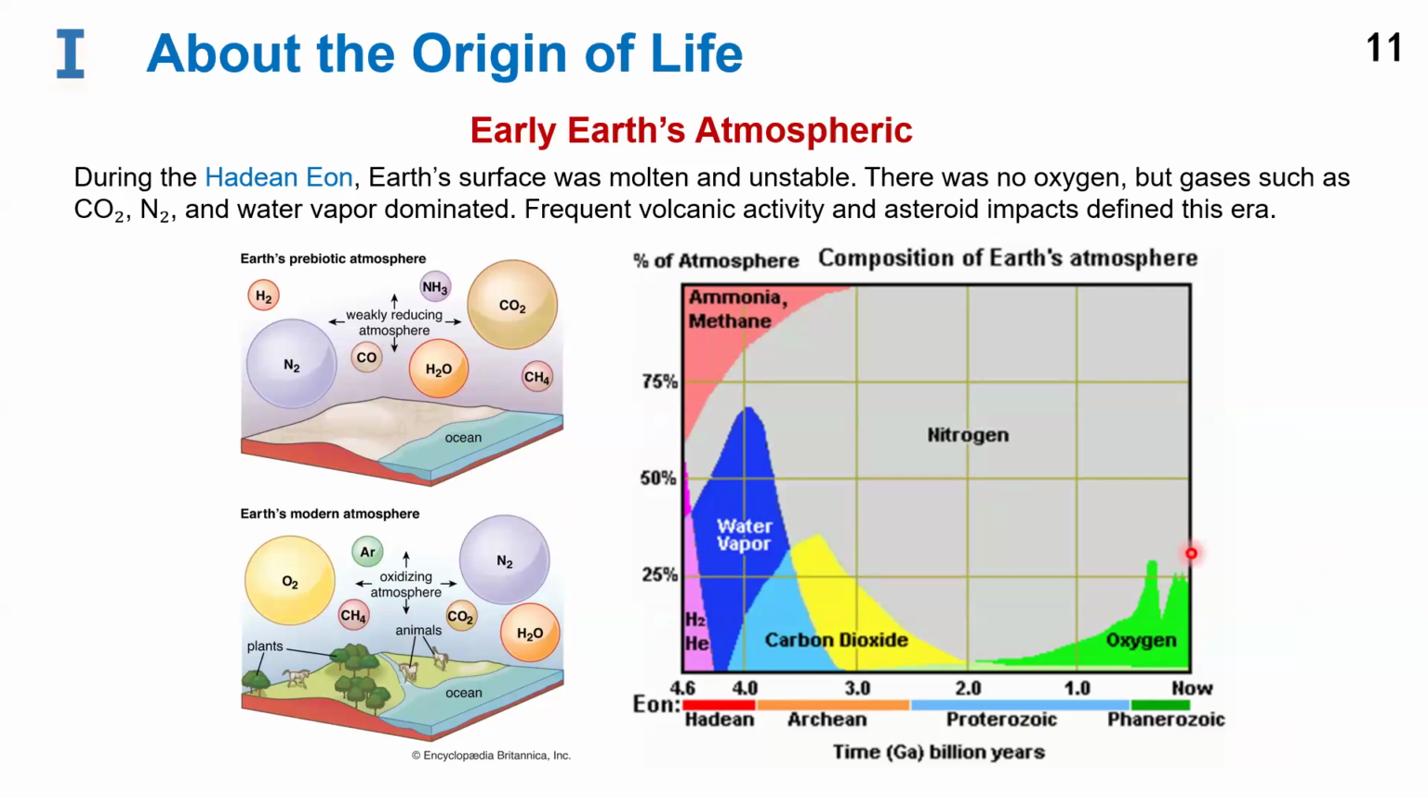This period is known as the Hadean Eon, when Earth's surface was still hot and unstable, constantly bombarded by asteroids and shaped by volcanic activity. These gases created a weakly reducing atmosphere, meaning it could support chemical evolution.